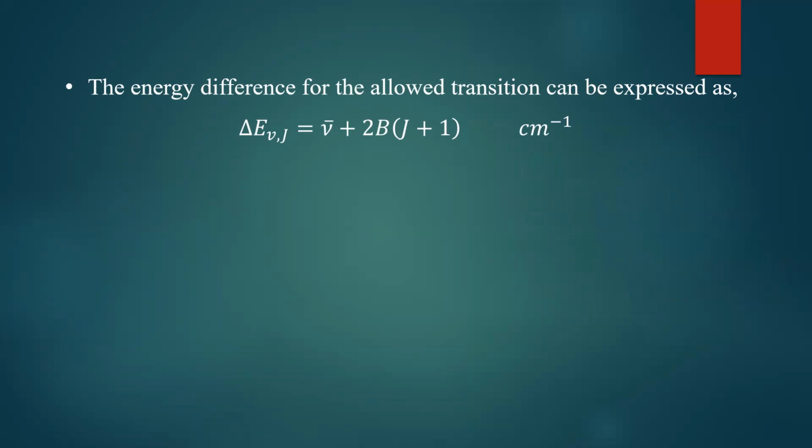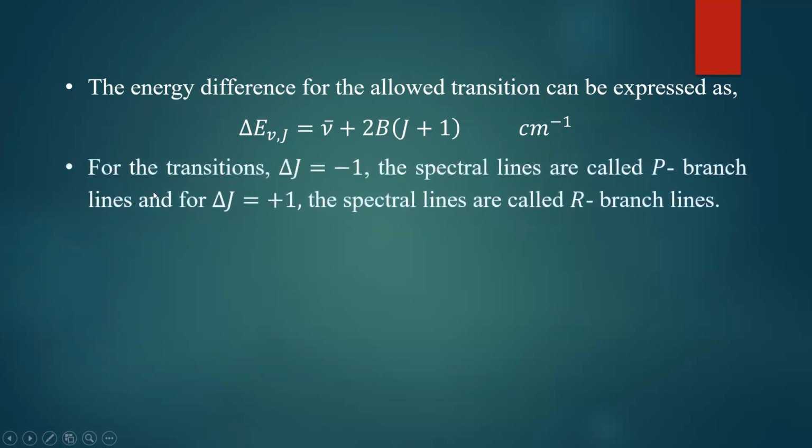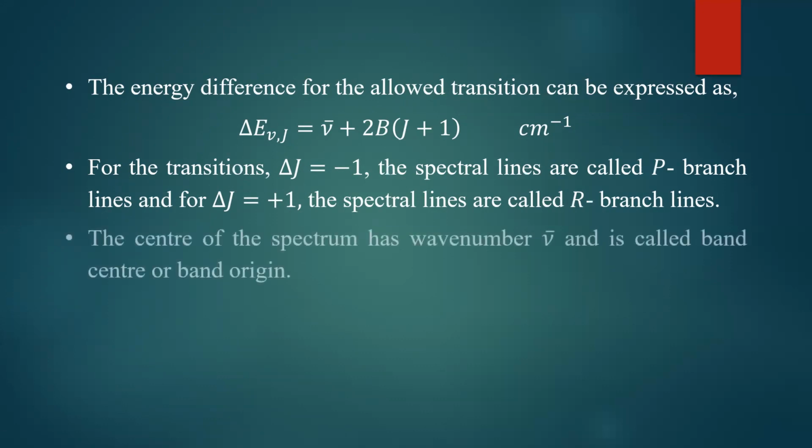Now, the change in energy because of the transition of the molecule is given by delta E VJ equal to nu bar plus 2B into (J plus 1). The first term is because of the vibrational energy difference. The second term is because of the rotational energy difference. So the total difference of energy is equal to nu bar plus 2B into (J plus 1) centimeter inverse. Now for the transition delta J equal to minus 1, the spectral lines are called P branch lines, as I have already told you, and delta J equal to plus 1 gives you R branch lines.